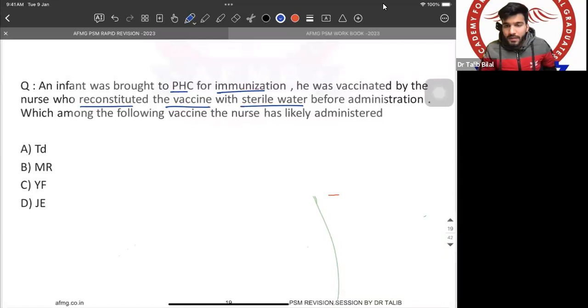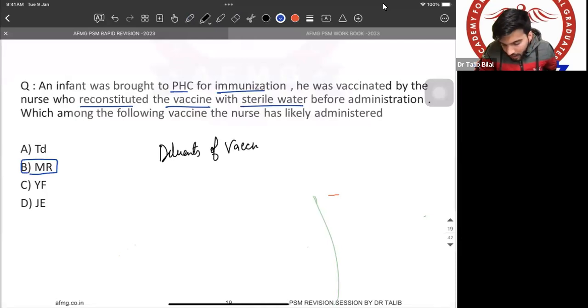Vaccines are always important, guys. Yes, distilled water, directly from the notes. Which vaccine? Very good, it is MR. Which vaccine do you dilute with sterile water? It's MR. So let's write diluents of vaccine.